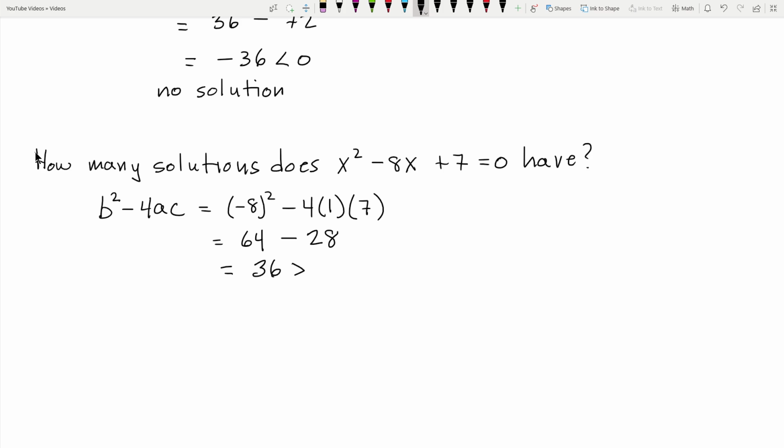Right? It's greater than 0. So that means I'm going to have 2 solutions. Notice it's also a perfect square. So that means I'm not just going to have 2 solutions, I'm going to have 2 rational solutions. And if I have 2 rational solutions, then this polynomial actually factors.